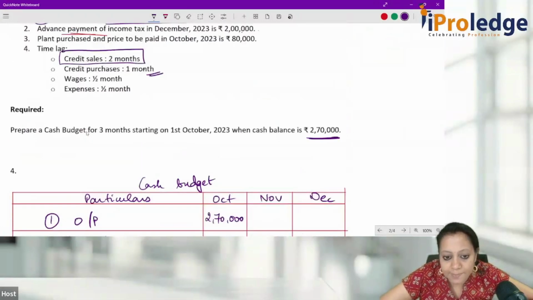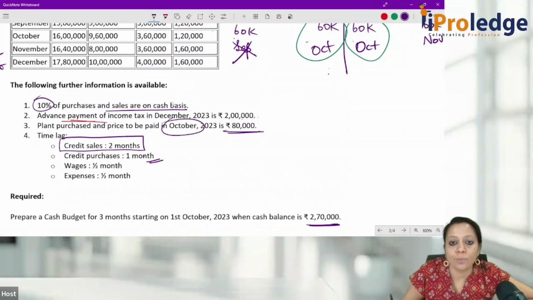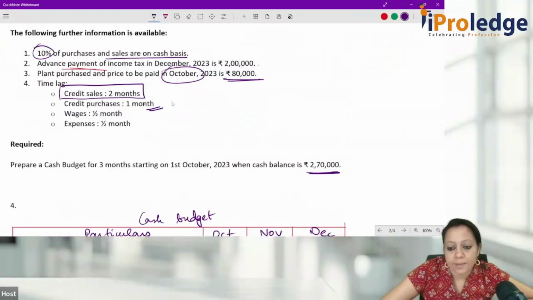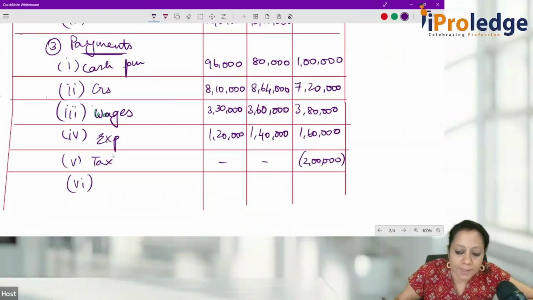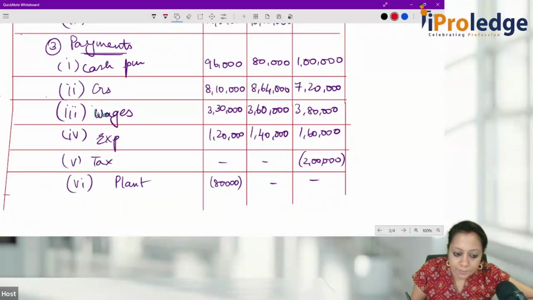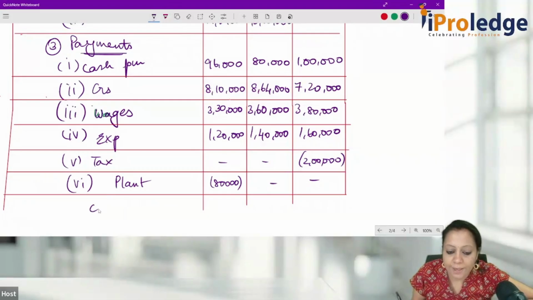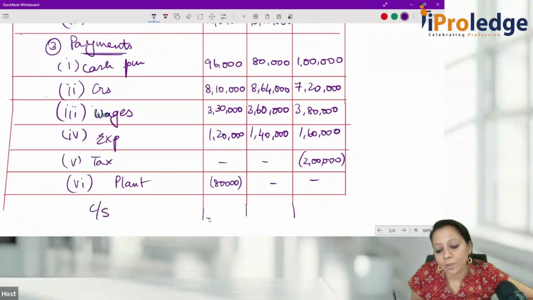Last point. Planned purchase and price to be paid is 80,000 in October. Right, ma'am. So whether it is planned or whatever it is, we will consider the payment. 80,000. That's all. We have considered all amounts. Now we will find out the closing balance. Closing balance of October will become November opening and so on.